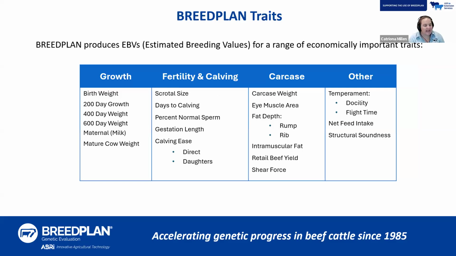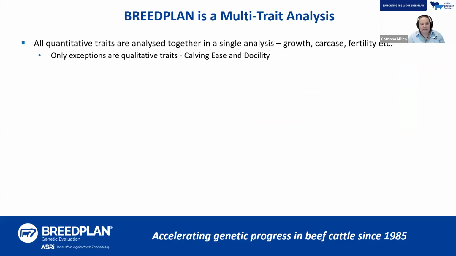Okay, so as we talked about last webinar, BREEDPLAN produces EBVs for a range of economically important traits, and we can see they're split into growth traits, fertility and calving, carcass, and other. And BREEDPLAN is a multi-trait analysis, so that means that all of our quantitative traits are analysed together in a single analysis. So the growth traits, carcass traits, fertility traits, they're all analysed together. The only exception to that is our qualitative traits. So we have a calving ease analysis that is analysed alongside birth weight and gestation length, and then also a docility analysis. Those are done separately.